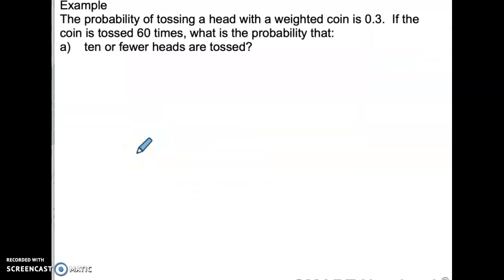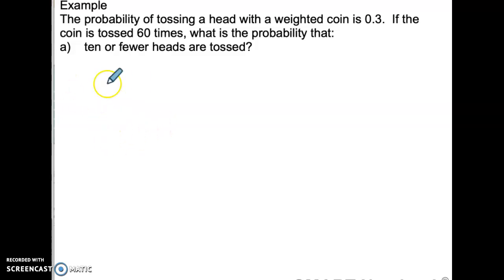So we'll go through an example. The probability of tossing a head with a weighted coin is 0.3. If the coin is tossed 60 times, what is the probability that 10 or fewer heads are tossed?